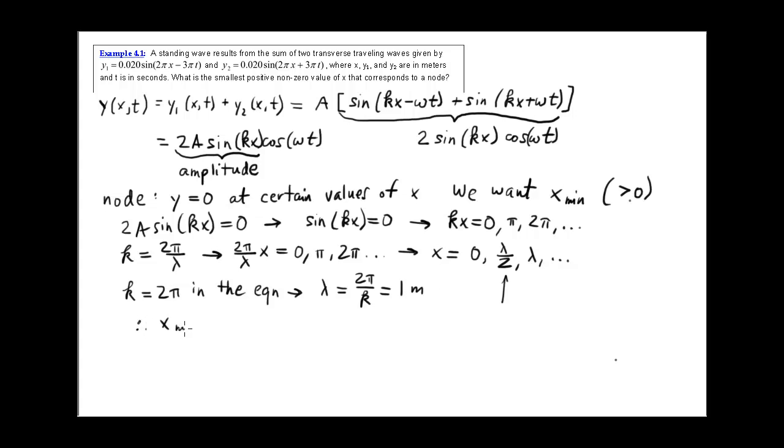x min for a node is equal to 1 meter over 2, or 1/2 meter for a node. And so I think we've solved the problem. We found the location of the first node, the one at the smallest value of x that's non-zero.